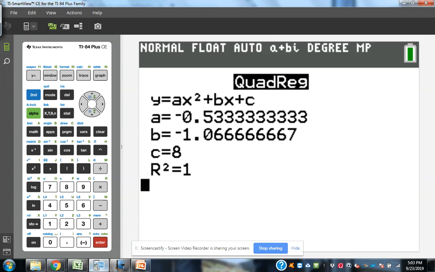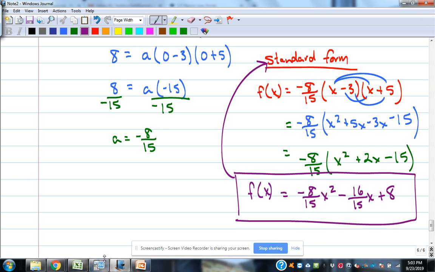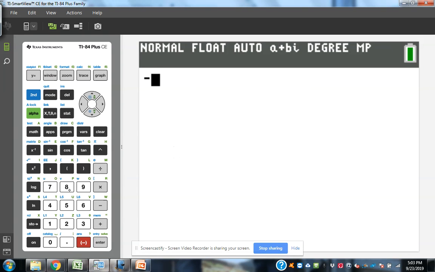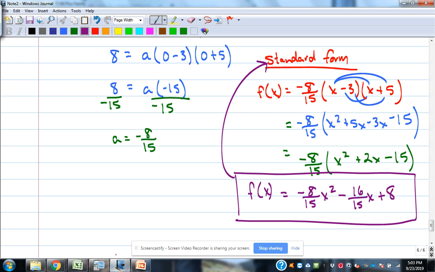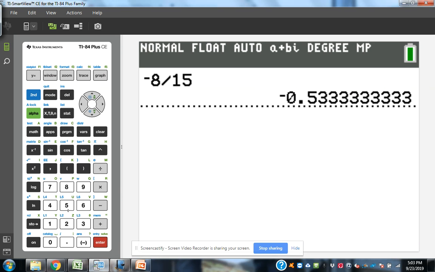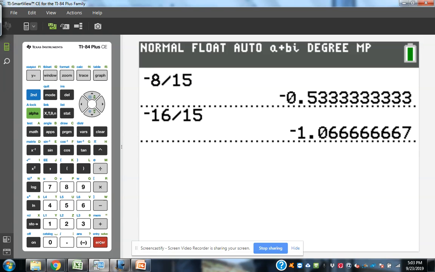Now, if I did the math, whatever was in front, -8/15, -8 divided by 15, there's that A value. I got it right. And if I did -16/15, I get the B for my standard form of that. It's only helpful really to get standard form. You don't get any of the other forms from that, but it is a very good checking tool to make sure you got it right, or to be able to narrow it down between equations when you're asked to find those things.